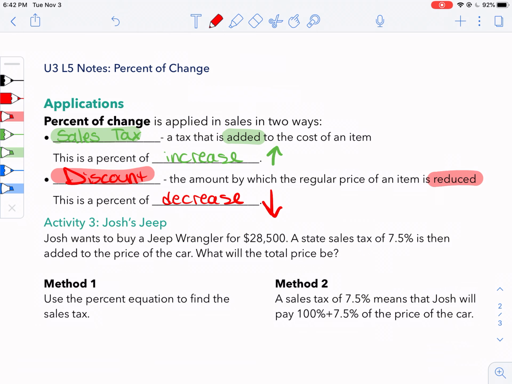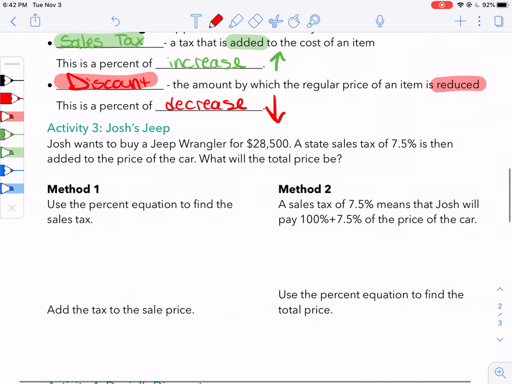It's up to you. So we've got our man Josh, and he wants to buy a Jeep Wrangler for $28,500. But there's a state sales tax of 7.5% added to the original price of the car. So we've got a tax. This is an increase. What will the total price be?